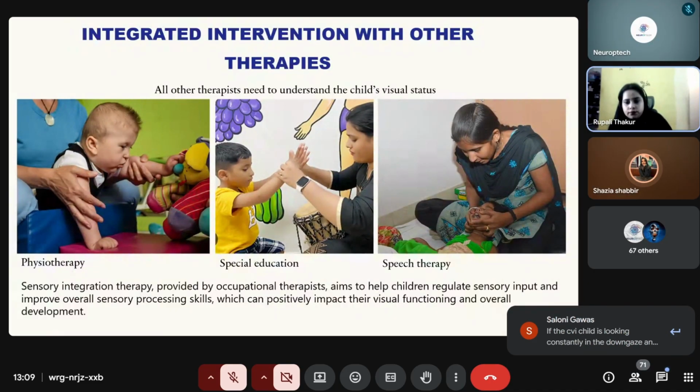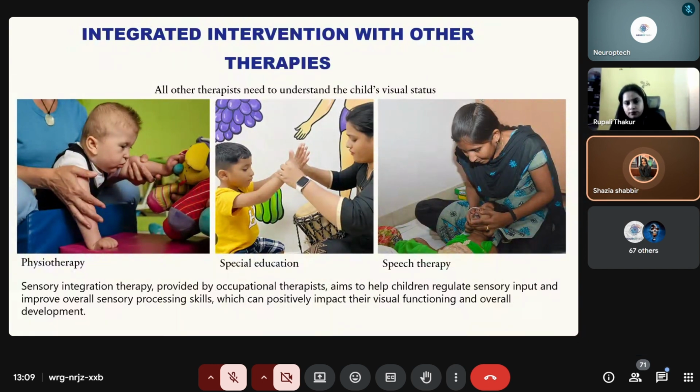Okay, we have another question. If the CVI child is looking constantly in a down gaze and whenever he looks up the child closes his eyes, how to approach this case?